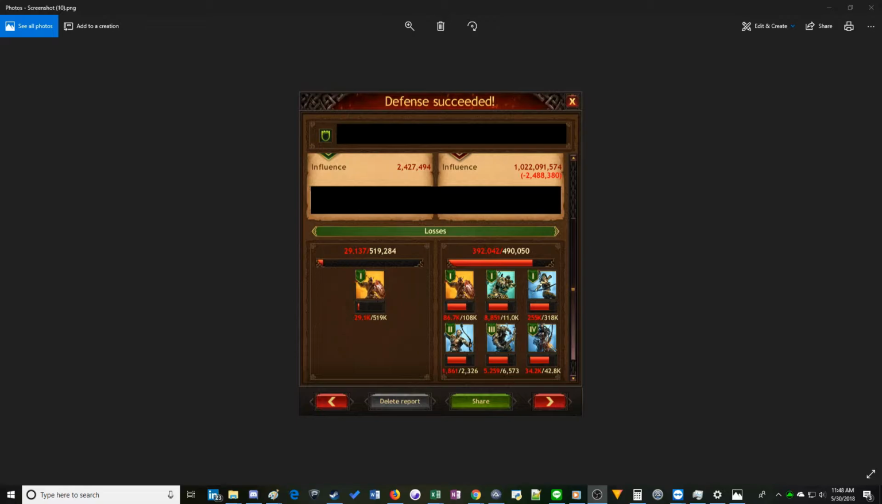So I think the standard thing to do when someone looks at a battle report is to look at the influence lost on both sides and to try to figure out how well the fight went based on that, but that's not entirely accurate.